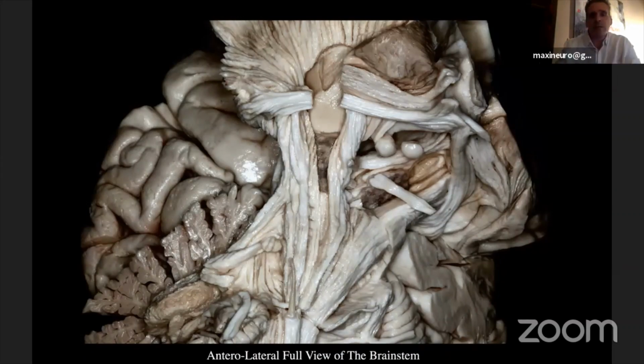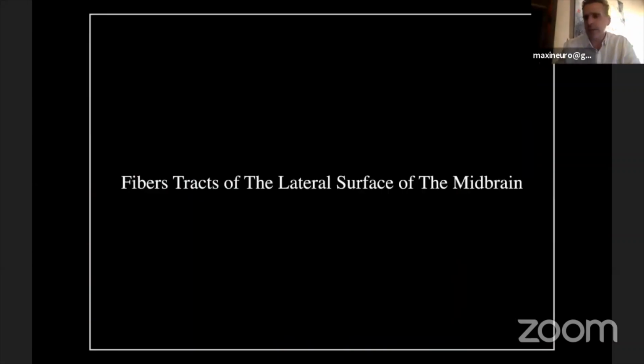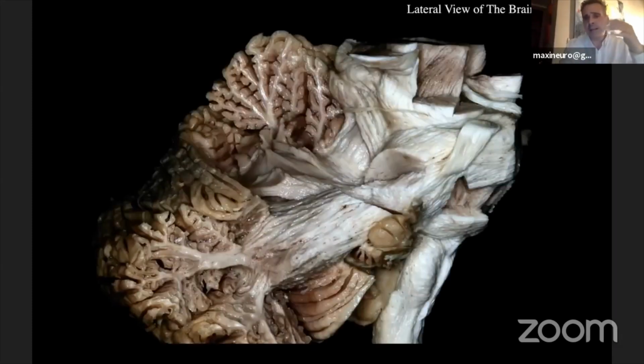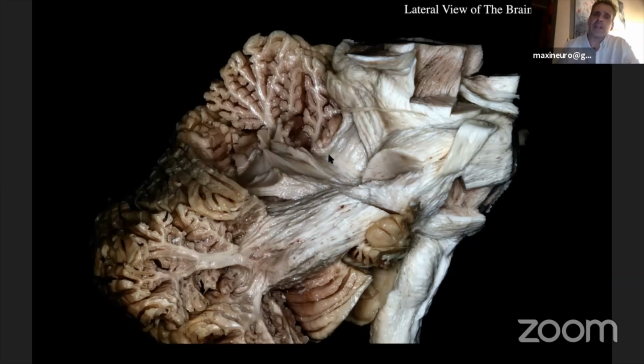Now I want to describe fibers of the lateral surface of the midbrain. This is a very nice and very important area of the brainstem. The lateral surface of the brainstem is one of the most important areas to understand the position of the lateral mesencephalic sulcus. The lateral mesencephalic sulcus is a good landmark to understand the approach to the midbrain. It is in this position, here.